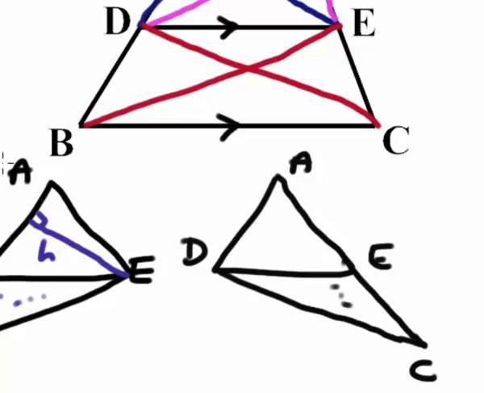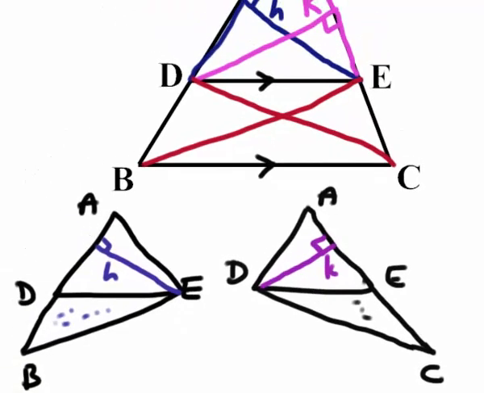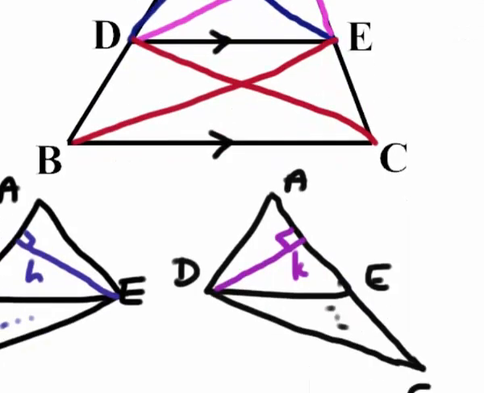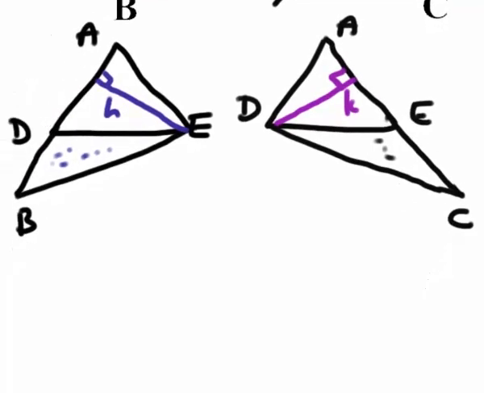They both share the same height, which happens to be k. Okay, so there we go. So that's out of this here. You've got triangle ADE with triangle BDE and DEC. Now, what can we do? I want to show you something very interesting here.